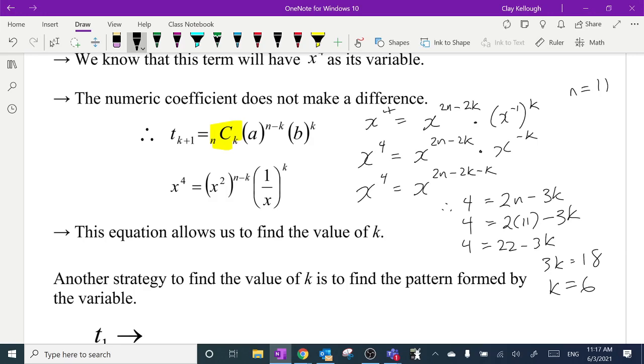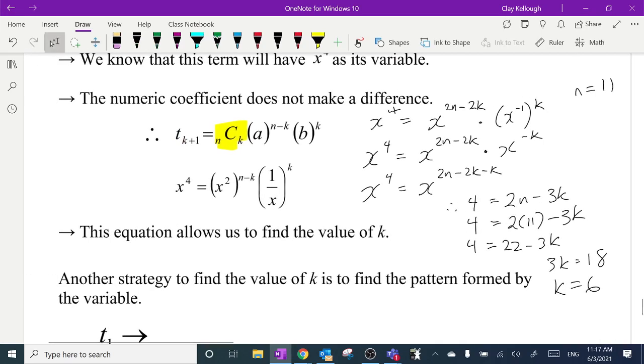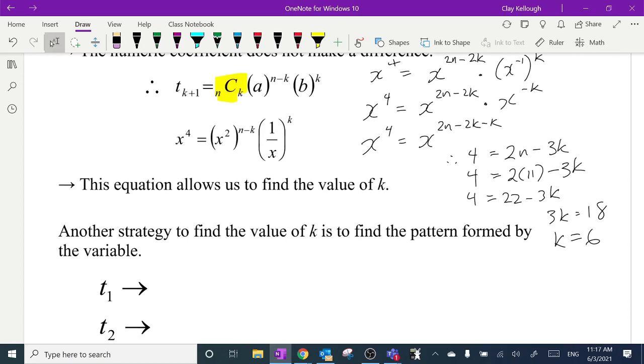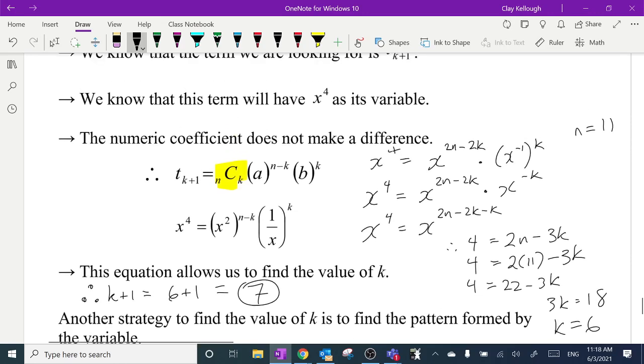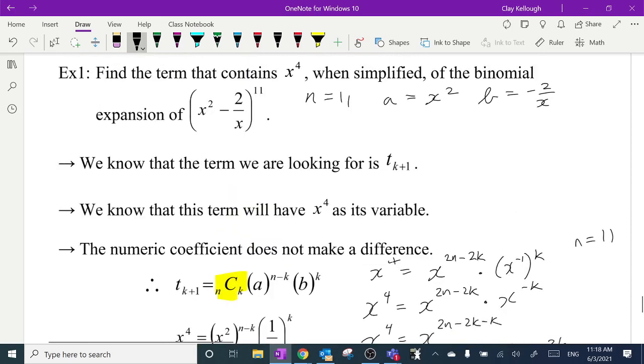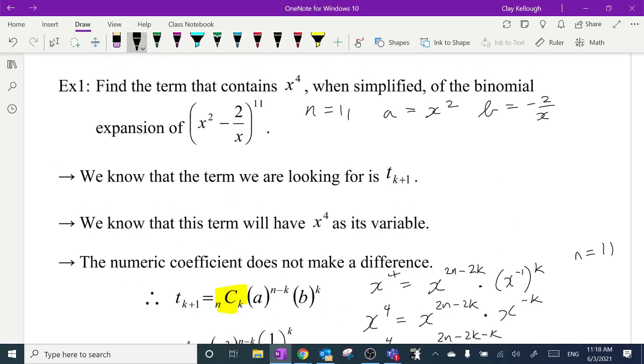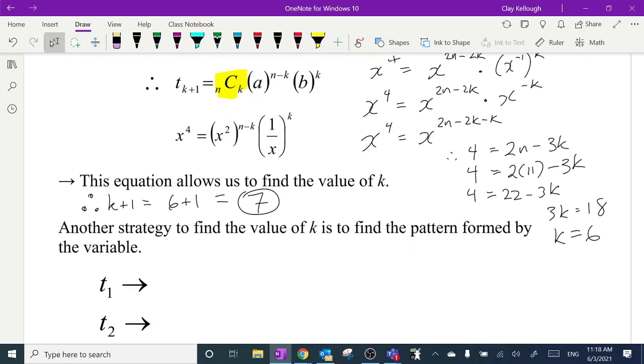So what's my answer? I've kind of run out of room. They don't give me a whole lot of room on this page. If k is 6, t is k plus 1, so therefore k plus 1 is equal to 6 plus 1, which equals 7. So therefore, the answer to this problem is the term that has x to the power 4 in this expansion would be the 7th term.